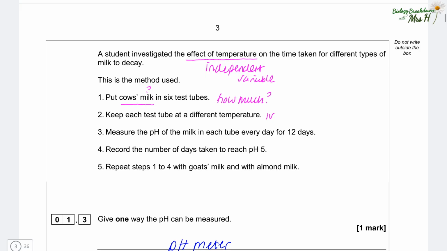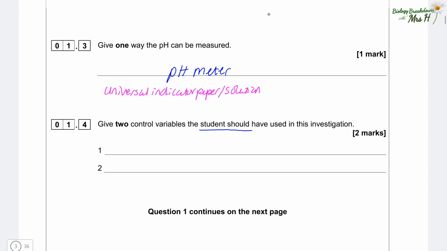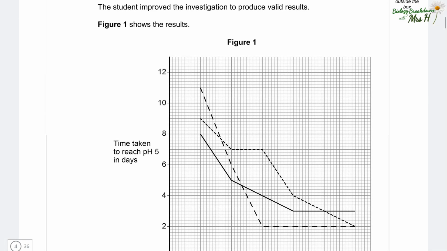Measure the pH of the milk in the tube every day for 12 days. So really we should do that at the same time of day. So for our 2 control variables, let's put the volume of milk and the time of day the pH was measured. The student improved the investigation to produce valid results.